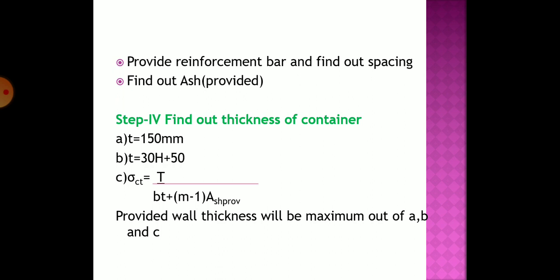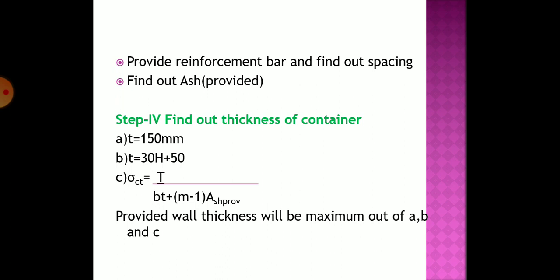Then next, step number 4, that is find out the thickness of container. You can see there are A, B, C, 3 thicknesses given. In A, we can directly say that t is equal to 150 mm. In B, t is equal to 30 H plus 50, where H means the overall height.